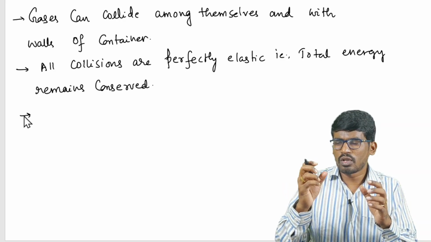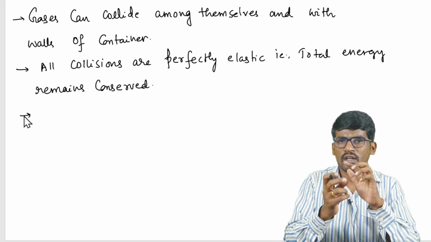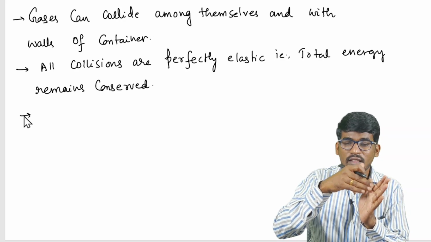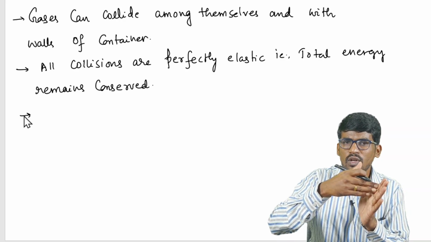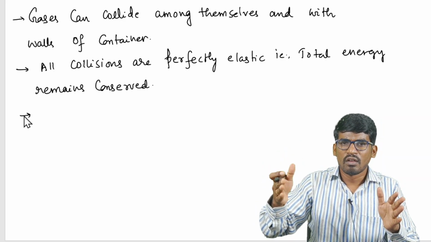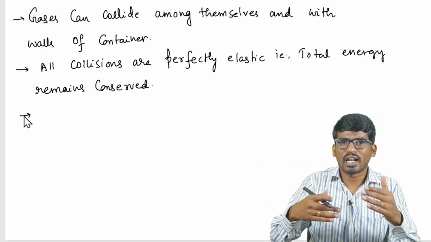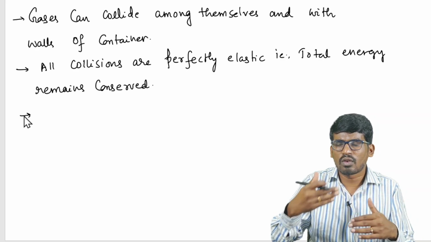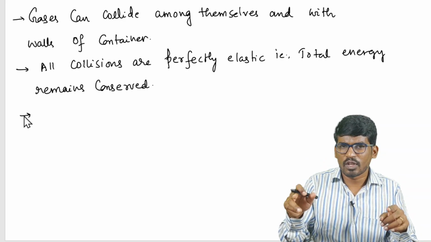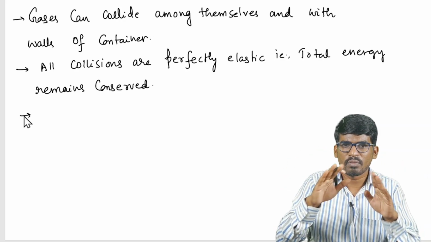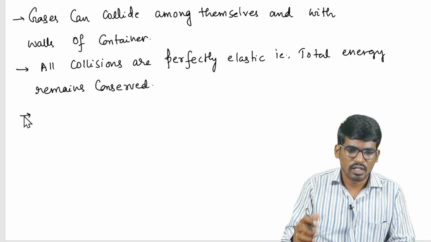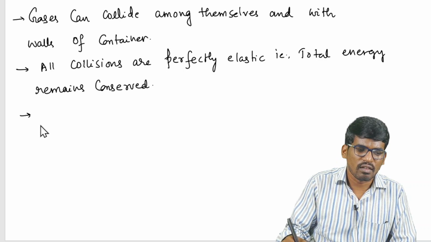Let us say one gas molecule hits another gas molecule, and this gas molecule transfers its energy to the other gas molecule. In the same way, that gas molecule transfers energy to another gas molecule. It goes on. Many gas molecules can transfer their energy whenever they collide with other gas molecules. But the overall energy remains conserved. The overall energy of the gaseous system remains constant. There is no loss of energy during the collisions. That is called perfectly elastic collisions.